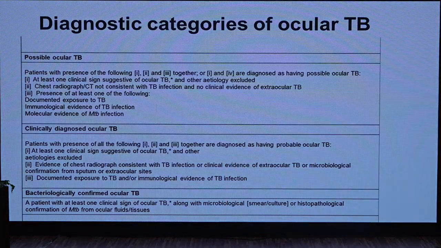And you must be knowing these diagnostic categories of ocular TB. Bacteriologically confirmed is when you have microbiological or histopathological confirmation of MTB. Clinically diagnosed is when you have an appropriate scenario of probable ocular TB, along with any clinical sign, along with evidence on chest radiograph of TB infection or any sample positive from any other site. Then possible ocular TB is when the patient has one clinical sign suggestive of ocular TB, but the chest CT is not consistent and there is no evidence of extraocular TB; the patient should have a history of documented exposure to TB, any immunological evidence of TB infection, or some molecular evidence of MTB infection.